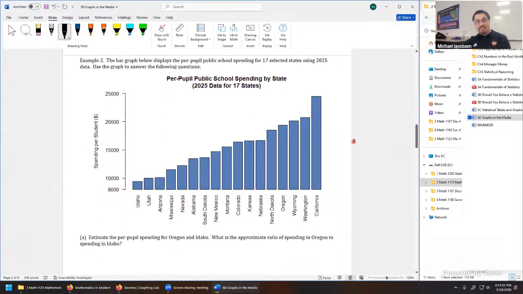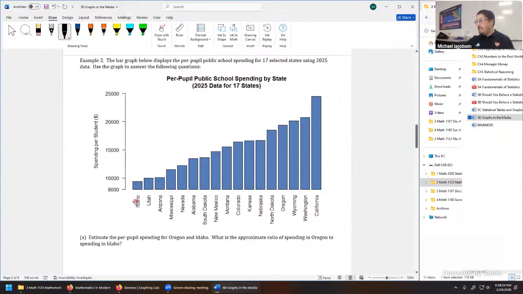And this is some pretty interesting data as well. This is the bar graph that displays the per pupil public school spending for 17 selected states. Most of these are states nearby Idaho, but there's some one-offs. Like I think there's a Mississippi and Alabama here for no apparent reason. I just thought it was interesting to include them. But mostly we're thinking about the West Coast, nearby Idaho. This is 2025 data for those 17 states.